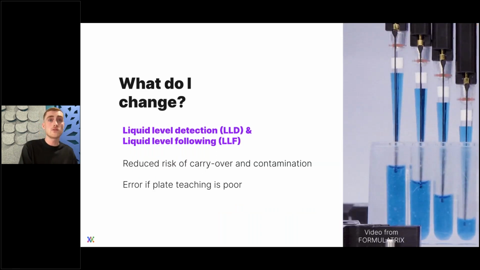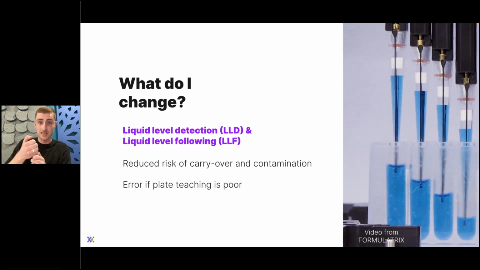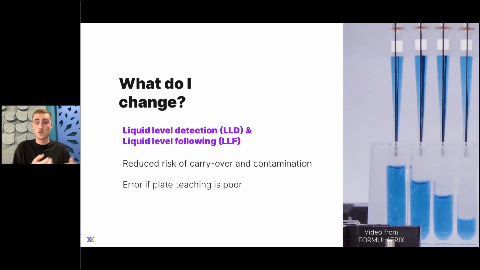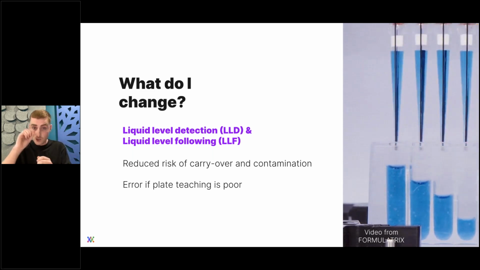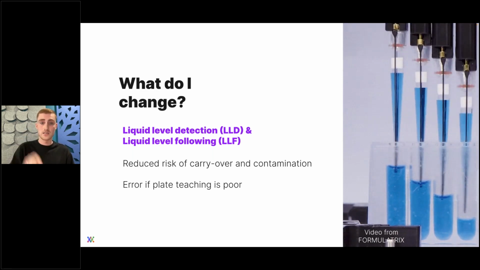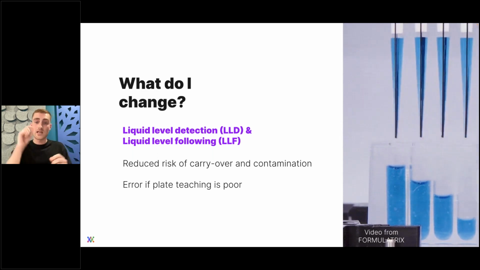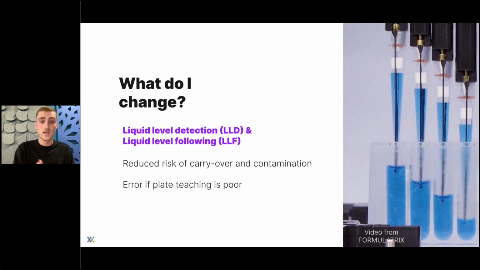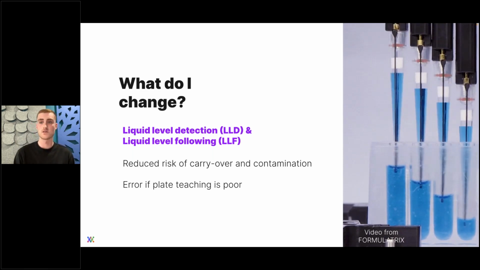Then we've got liquid level detection and liquid level following. So liquid level detection is where the pipette tip detects that level in your liquid, and it does this by detecting changes in pressure or conductivity. And then liquid level following is where the tip can follow and track that liquid level when aspirating and dispensing. And we can see here on the right-hand side, this prevents that tip from being in contact with more of the liquid than it needs to be. So it stops those tips becoming overly coated in liquid and reduces that risk of carryover.